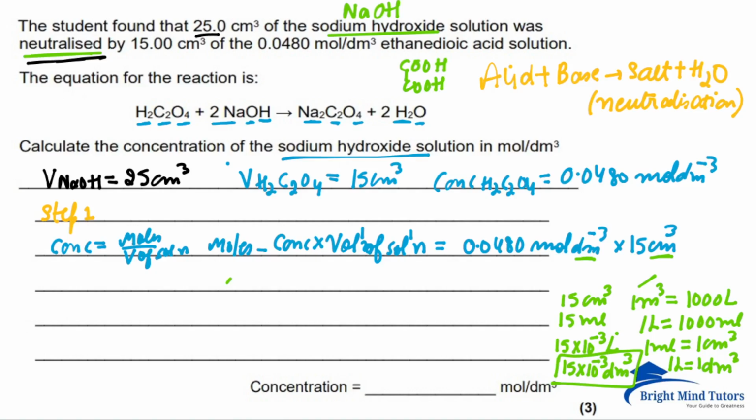So our number of moles will become 0.0480 into 15 into 10 to the power of minus 3. This has the units of decimeter cube, and the units here were mole per decimeter cube, so the decimeter cube will get cancelled out. So we are getting the unit of moles over here, right? How many moles are we getting? That is going to come to 0.0007 moles. So these are the number of moles of the acid that we are finding.